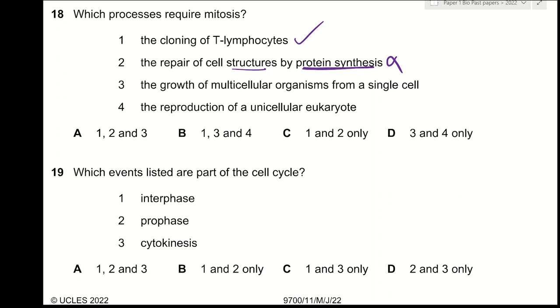3. The growth of multicellular organisms from a single cell. Here it says there was a single cell, and now there was a growth from it of multicellular organisms. Therefore, the number of cells increased. Let's imagine. Therefore, definitely mitosis is involved in this. Therefore, this is correct. And a good example would be a zygote. For 4, the reproduction of a unicellular eukaryote. Yes, the only way they divide or replicate is by mitosis. Therefore, 1, 3, and 4 is correct. And the answer is going to be B.